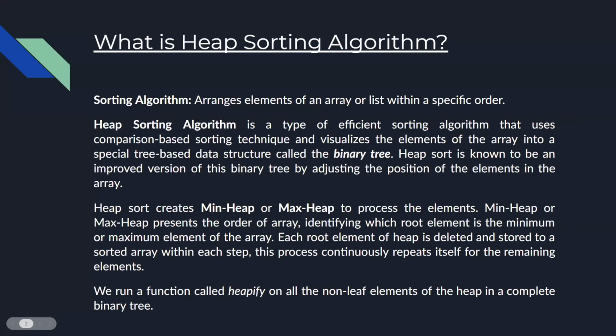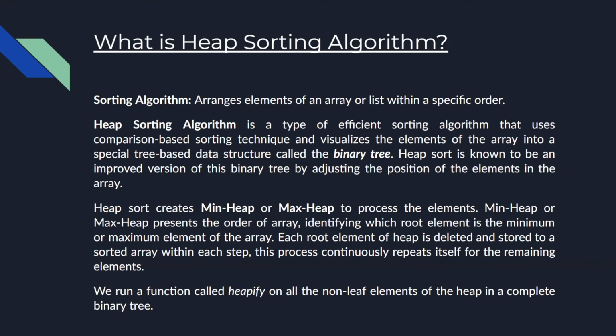Okay, so what is heap sorting algorithm? It is a type of efficient sorting algorithm that uses a comparison-based sorting technique. It visualizes the elements of the array and arranges them into a special tree-based data structure called the binary tree. And heap is also known to be an improved version of this binary tree because it adjusts the position of the elements in the array. So how does it adjust the position of the elements? It creates a min heap or max heap to process the elements.